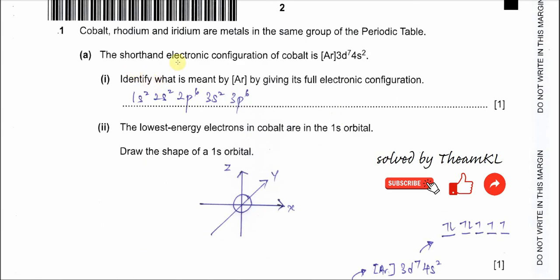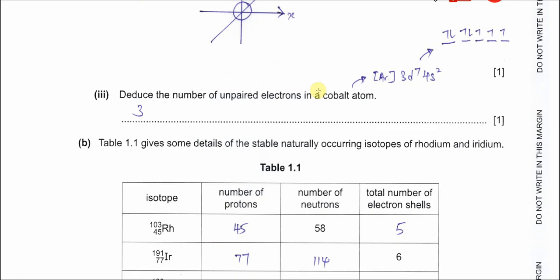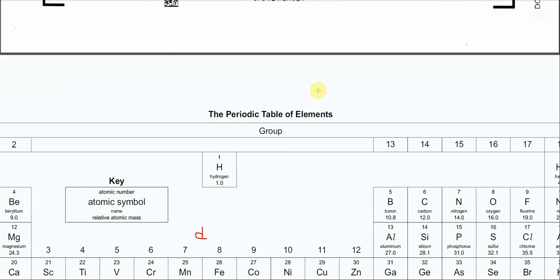The shorthand electronic configuration of cobalt is [Ar] 3d7 4s2. Part 1: identify what is meant by the [Ar] in square brackets by giving its full electronic configuration. First, we can use the periodic table to get the electronic configuration for any element. So I will teach you how to use it.